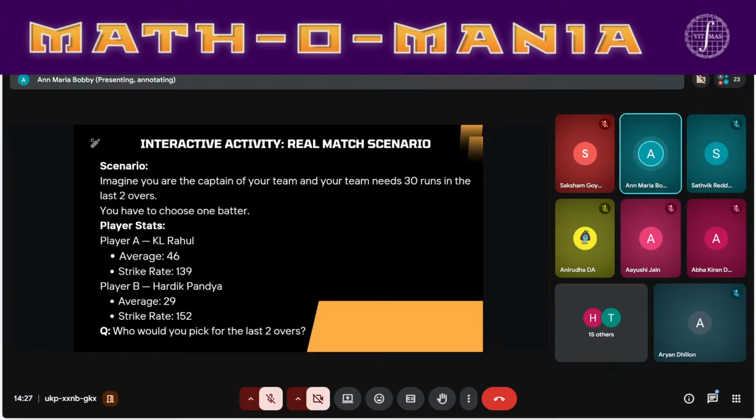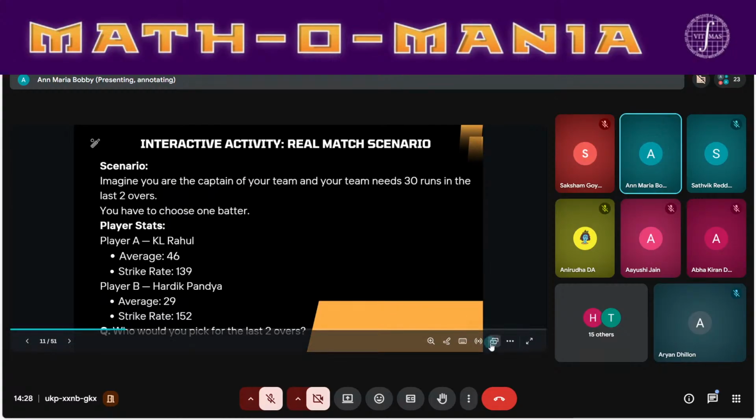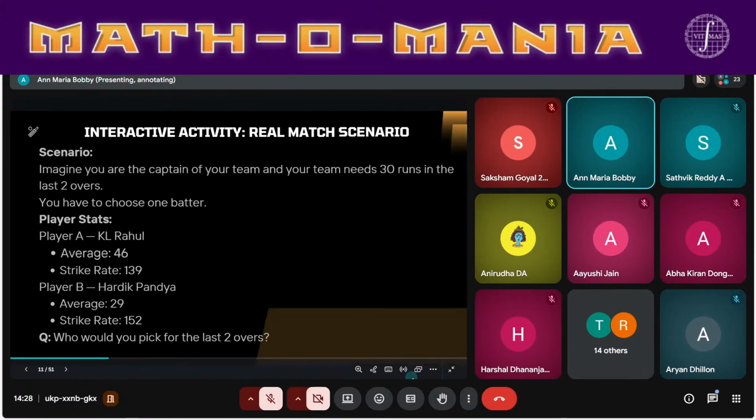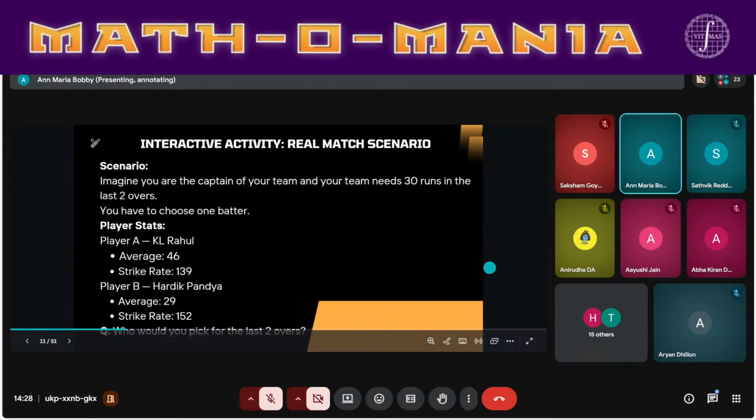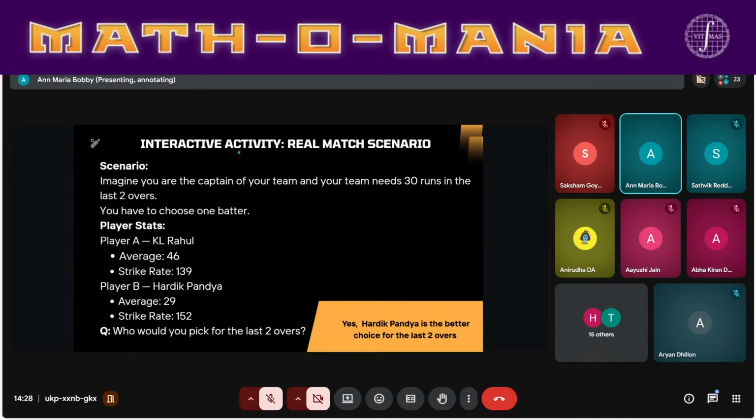Yeah, it is Hardik Pandya. He'll be the better choice. So you are right, it's Hardik Pandya because his strike rate is 152, which is a high strike rate compared to KL Rahul with a strike rate of 139. Since the last 2 overs are the death overs, choosing a person with a high strike rate is good. So moving on to the next slide.